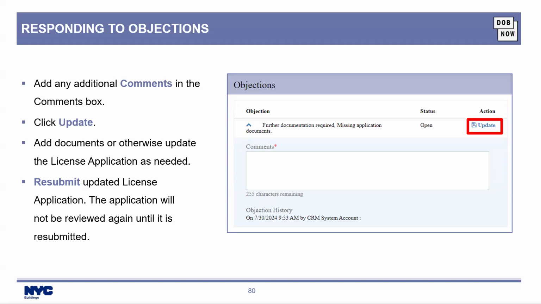Note that your application will not be reviewed again until it is resubmitted. If you upload the correct document and change the information on the Objections tab, that's not enough. You must resubmit.